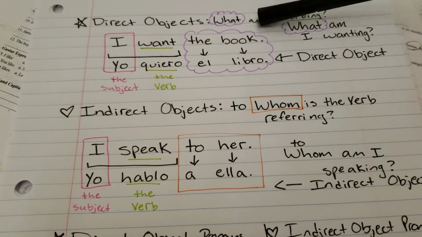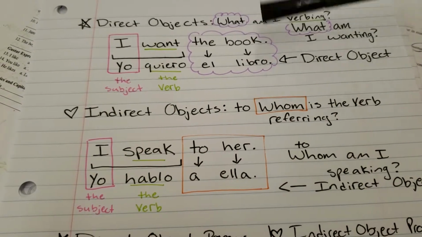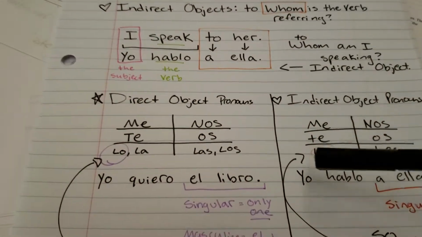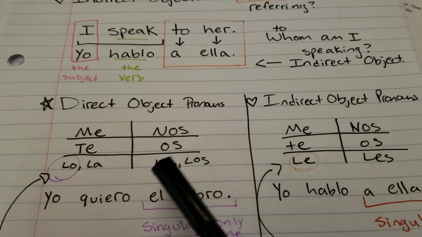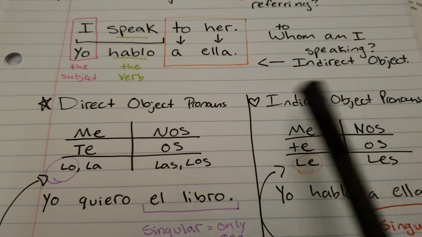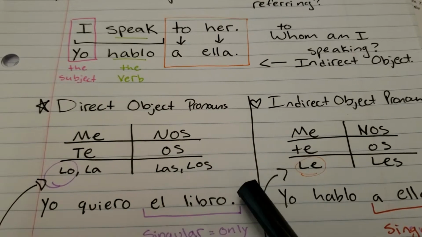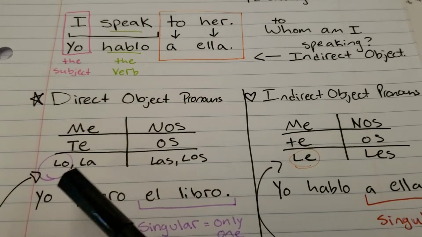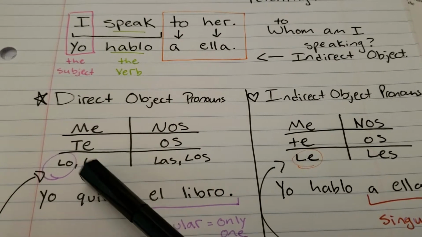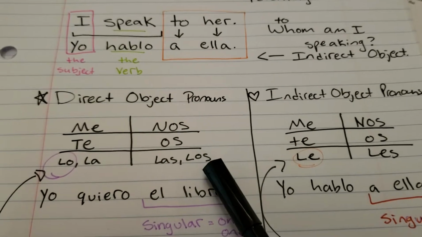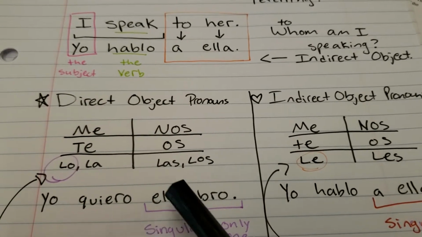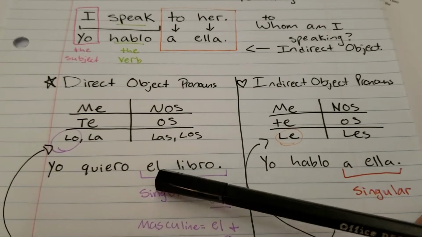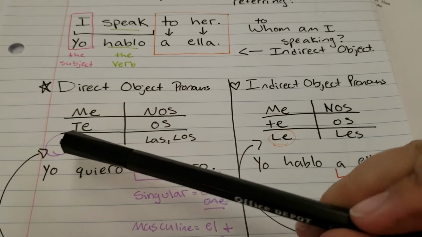This alone is just identifying what the direct object and the indirect object are, okay? However, once you've gotten to that point, you can then come down here and you can choose the correct pronoun for each one, right? So if you have yo quiero el libro and you have yo hablo a ella, notice that the only ones that are different are these in the singular third person and the plural third person, okay? So, yo quiero el libro. El libro is singular, meaning it's only one, and it's masculine because you can tell with the L and O at the end, okay? So you're going to choose lo.